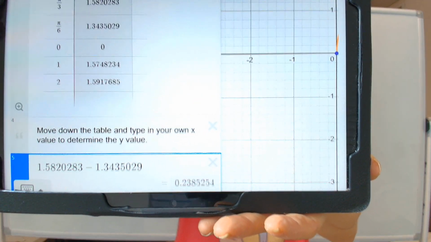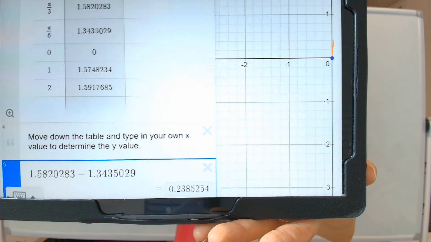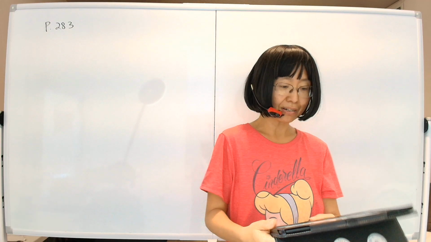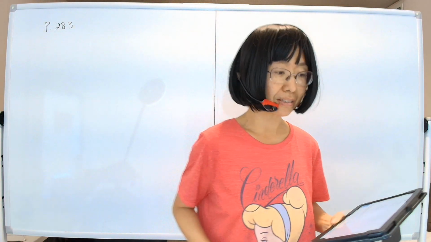So I copy and pasted pi over 3 and pi over 6 on the bottom, plus the subtraction sign, and the answer came out right away. See down there? And I feel that that might be a better way of doing this. You might even figure out a faster way to use this function calculator.